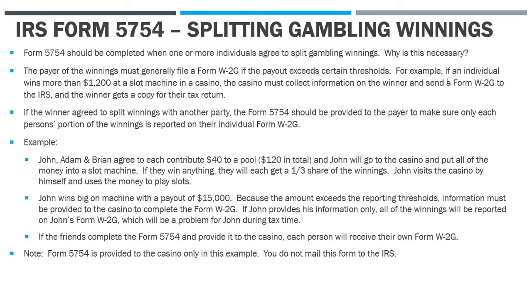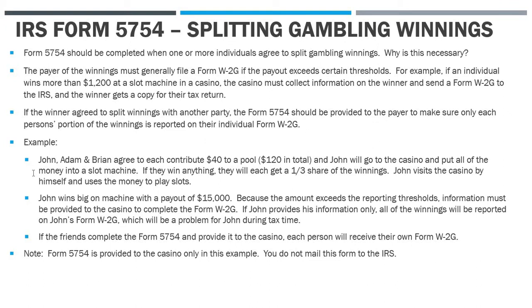W2G reporting again. So for example, if we have an individual here who wins more than $1,200 at a slot machine in a casino, the casino needs to collect information on the winner and issue them a W2G, and then that winner uses the W2G to complete their tax return. Right? Now, if a winner agrees to split the winnings with another party, this is where the 5754 is used to make sure that each person is only being allocated the amount that they're supposed to keep. Right? In other words, not one person is getting reported all of the income.